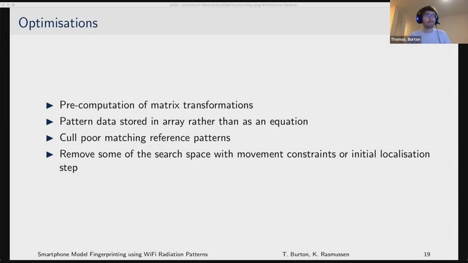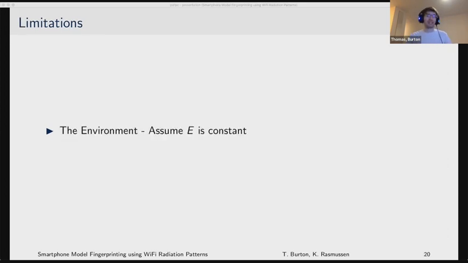The limitation of this approach is that we do assume that E is constant. Now, obviously, this may not be true. We can get around some of these issues by doing multiple site surveys with objects in different positions. If they're moving around, for example, if we have a door that's opening and closing all the time, then you can deal with that by just doing a site survey with it open and a site survey with it shut.